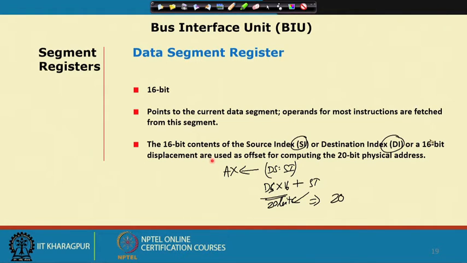Similarly, another register that can be used is the DI register, destination index, and also you can mention displacements in many other ways. When you look into the instructions, we will see that there are many other ways by which you can generate these offsets.